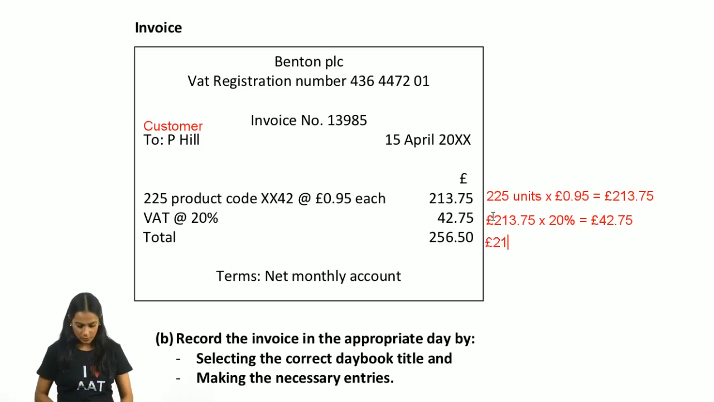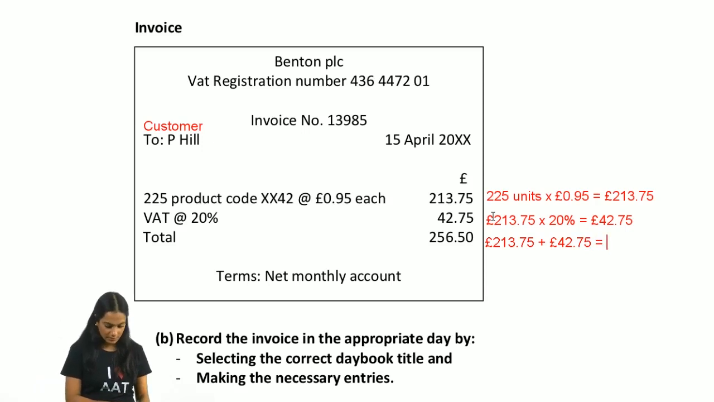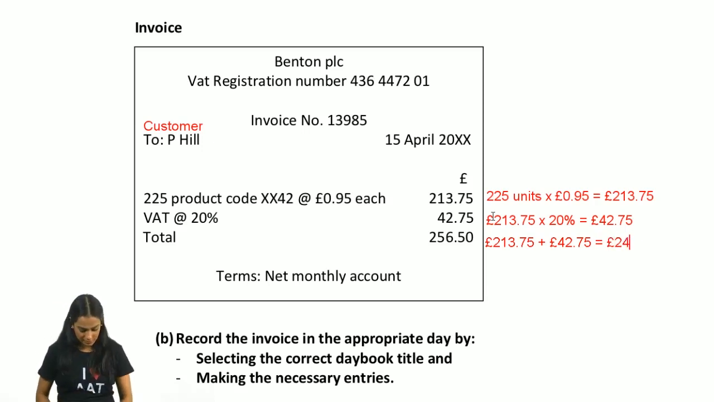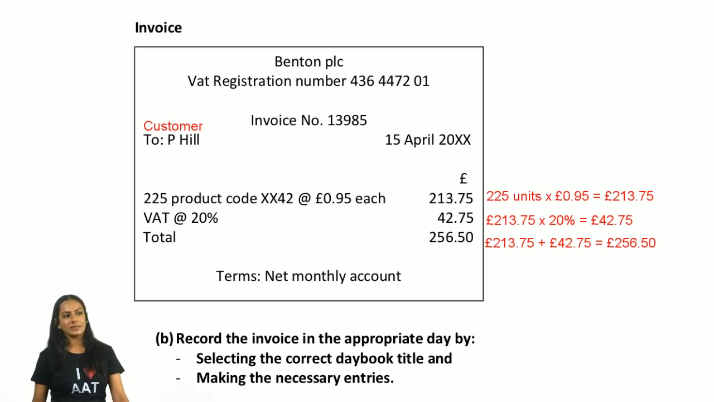So we do 213.75 plus the VAT 42.75. And if I tap on the calculator, I've got 256.50. 256.50. There we have it. So all the calculations have been done correctly, and now I can confidently fill in this book of prime entry.